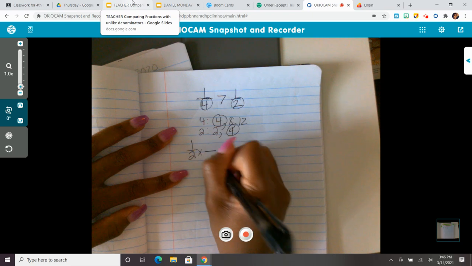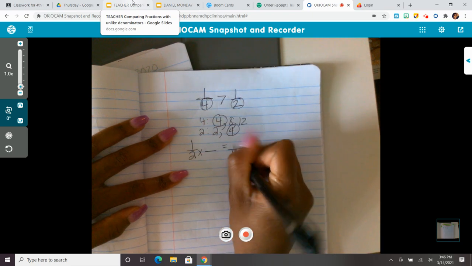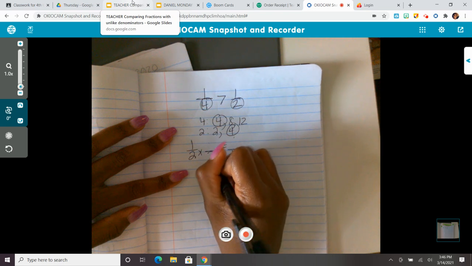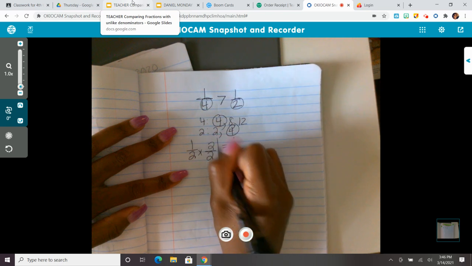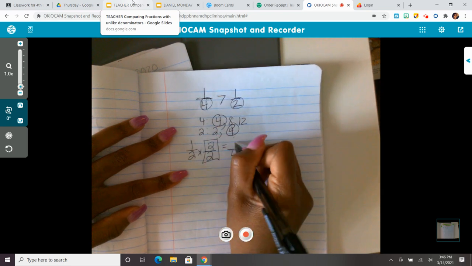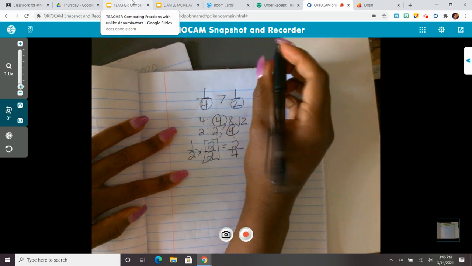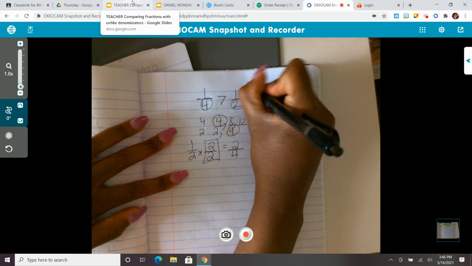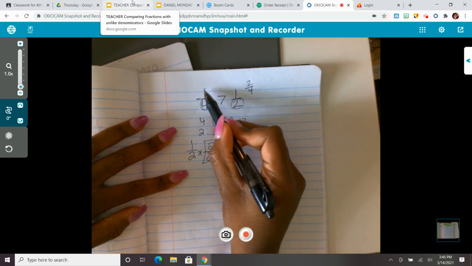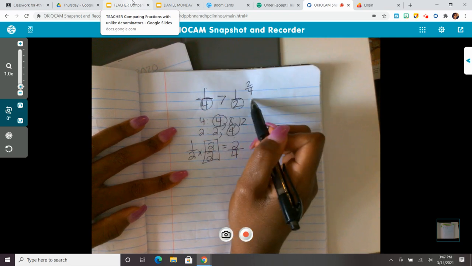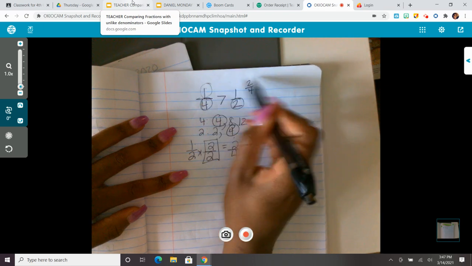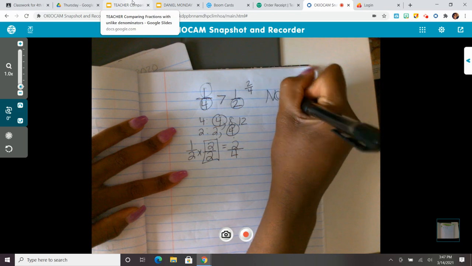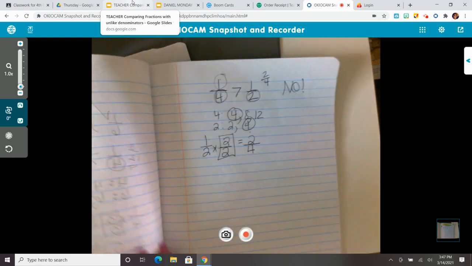So 1/2 times blank equals blank fourths. 2 times what gives me 4? 2 times 2. 2 here, 2 on top. So 1 times 2 is 2. So I know that 1/4 is equivalent to 1/4, obviously, and 1/2 is equivalent to 2/4. So here it says 1/4 is greater than 2/4. Is 1/4 greater than 2/4? No. So I would not circle that one.